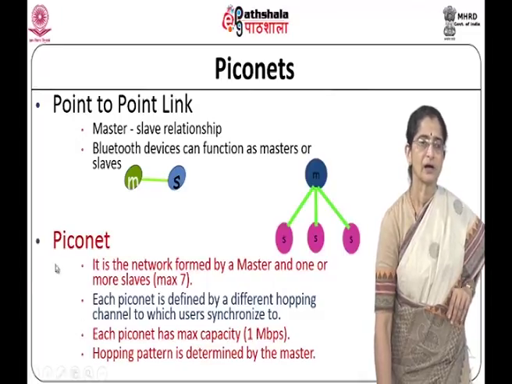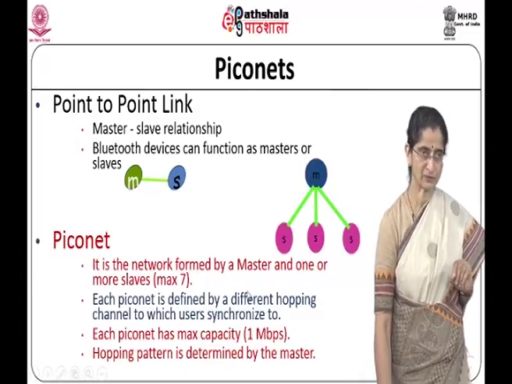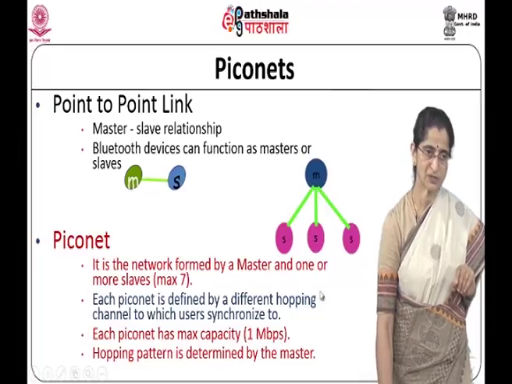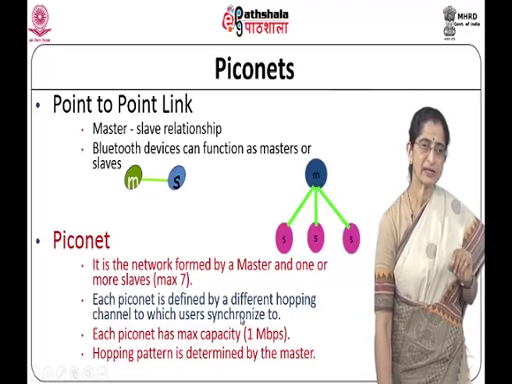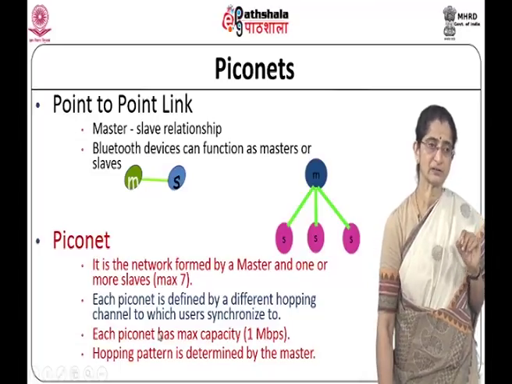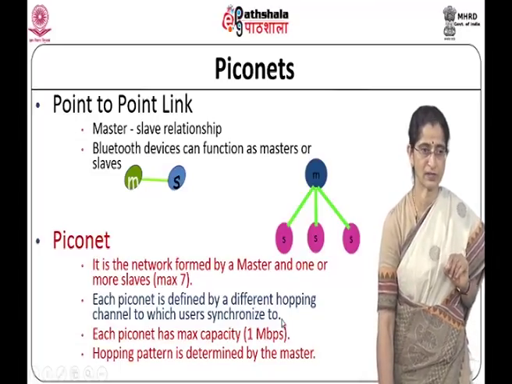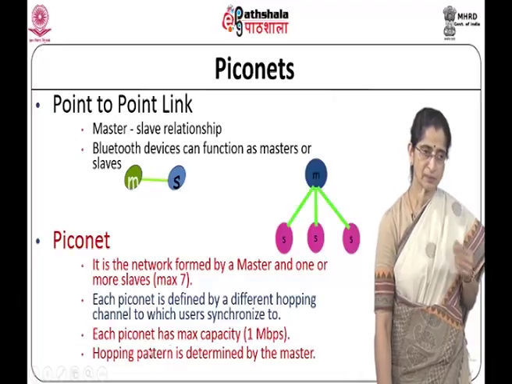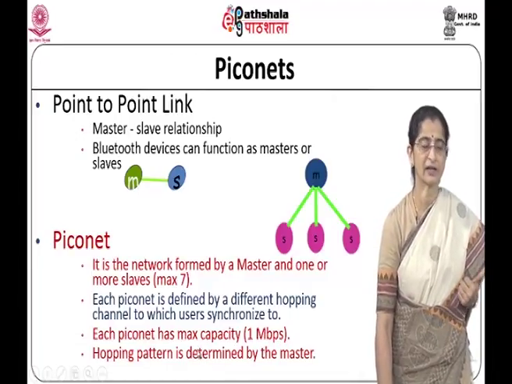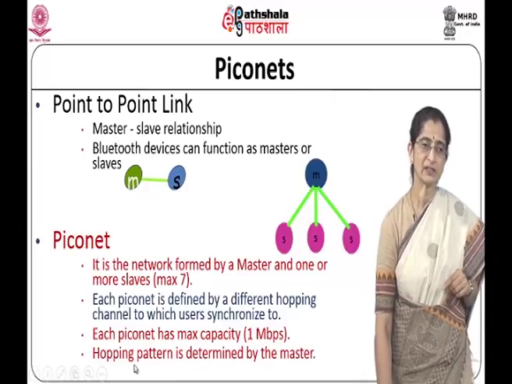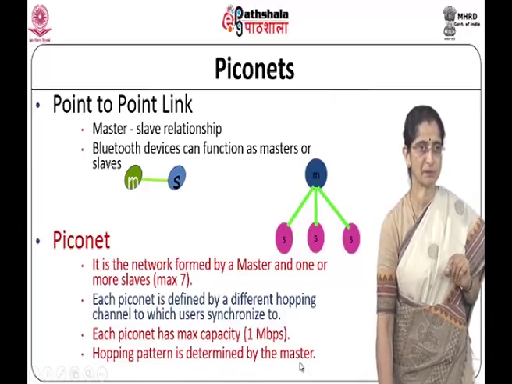And a piconet is formed when you have a network with one master and one or more slaves. And each piconet is defined by a different hopping channel to which the users will synchronize. Each piconet has a maximum capacity of about 1 megabit per second. Of course, slightly higher data rates are supported now, and the hopping pattern is determined by the master.